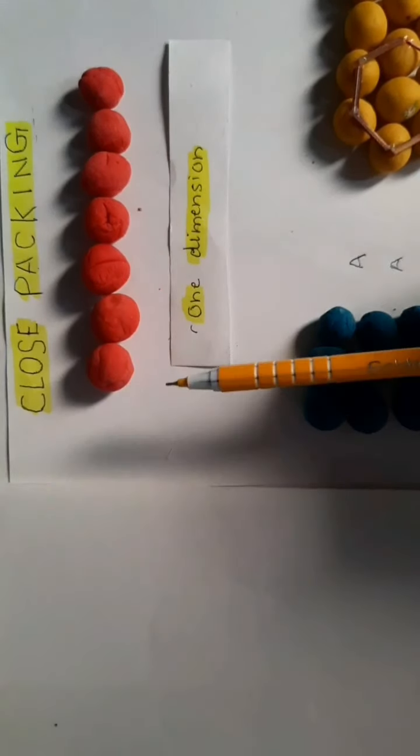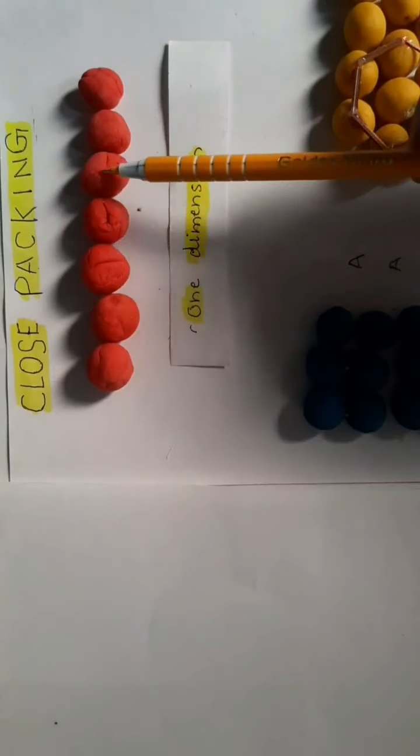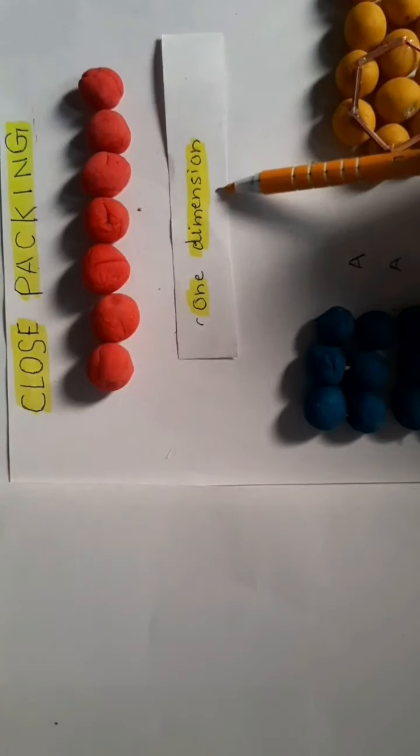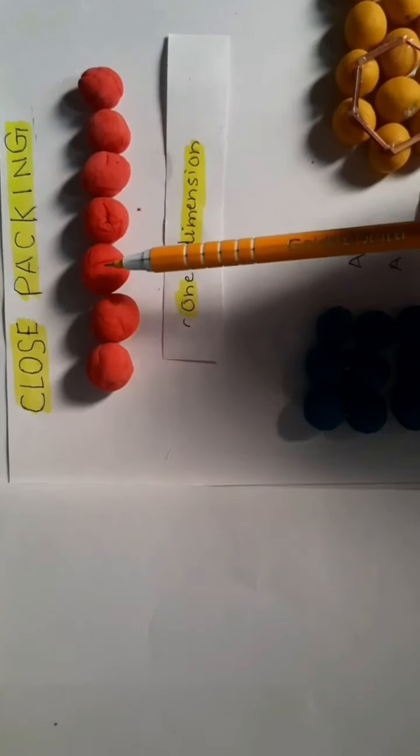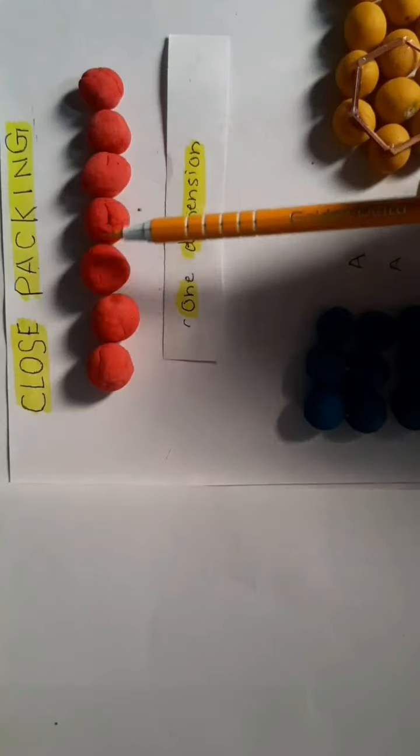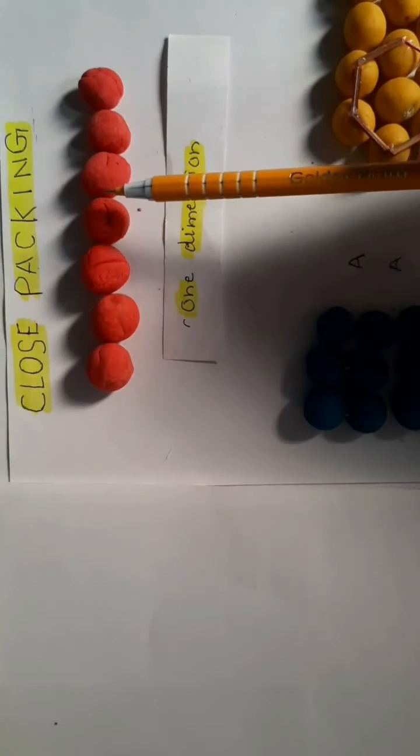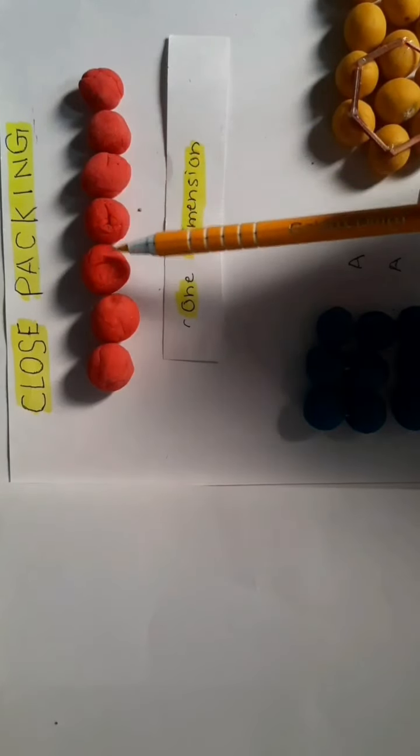Now, here these balls are closely packed together along the x-axis, and that is why they are considered to be a one-dimensional close packing. Here each ball is in direct contact with the two neighboring balls, and that is why the coordination number of each ball in one-dimensional packing comes out to be 2.